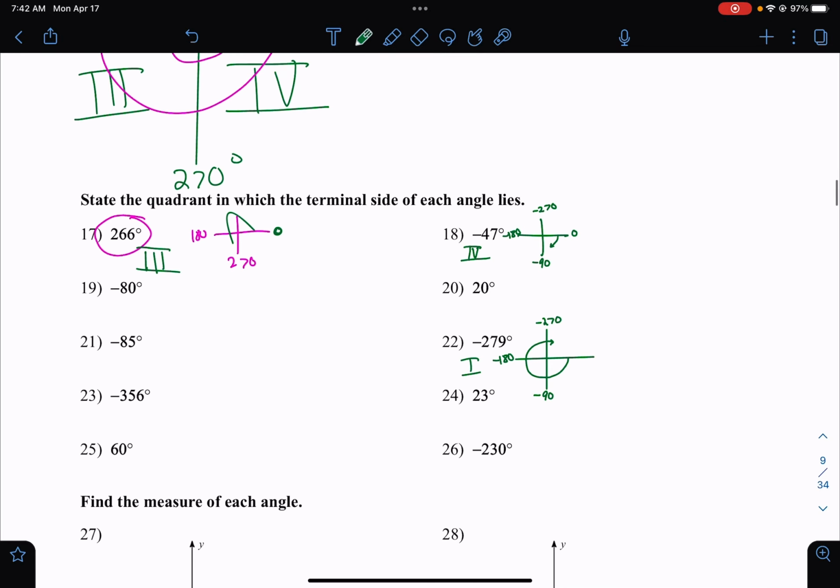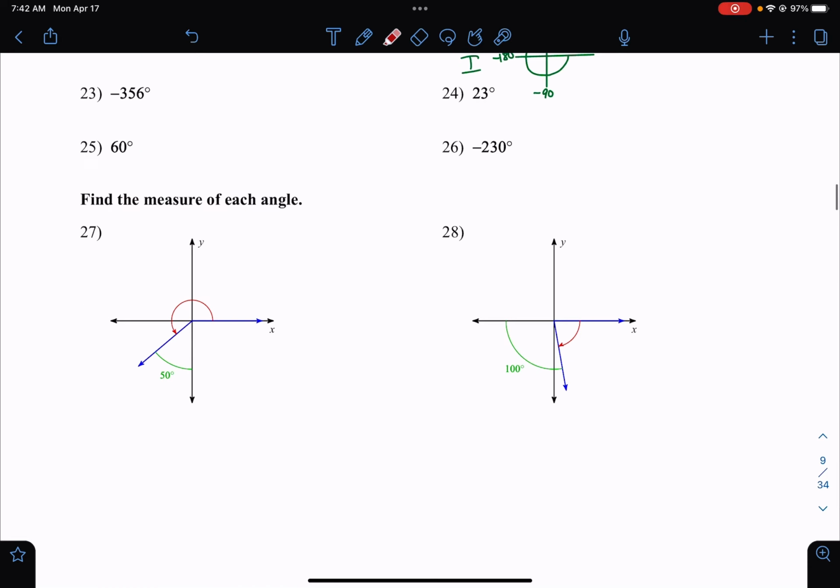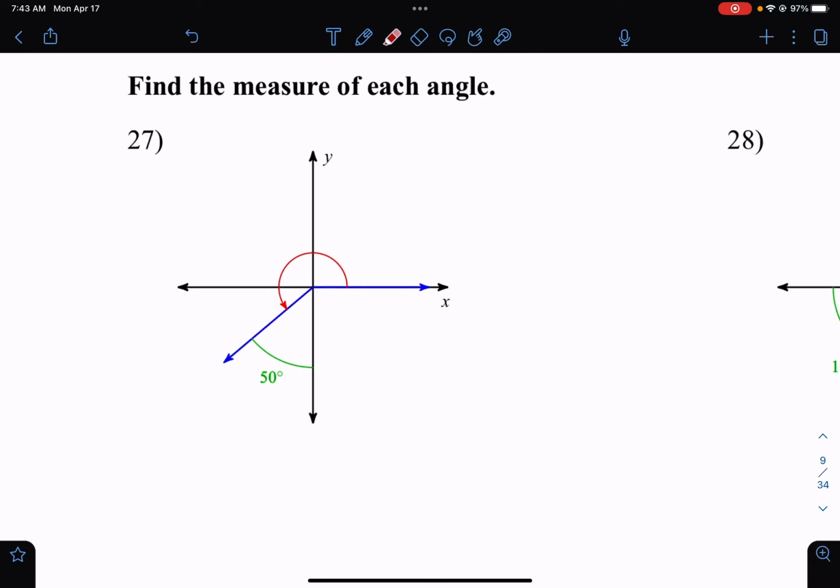All right, so really you just have to use this as your guide. You do have to memorize this. This is definitely something you want to have memorized, knowing where 90, 180, 270 are, and then if you go in the negative direction, negative 90, negative 180, negative 270.